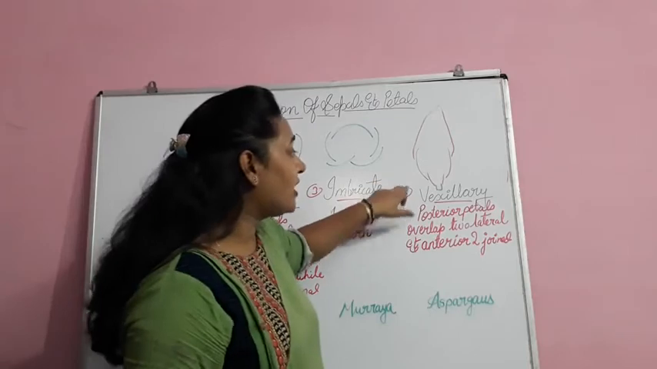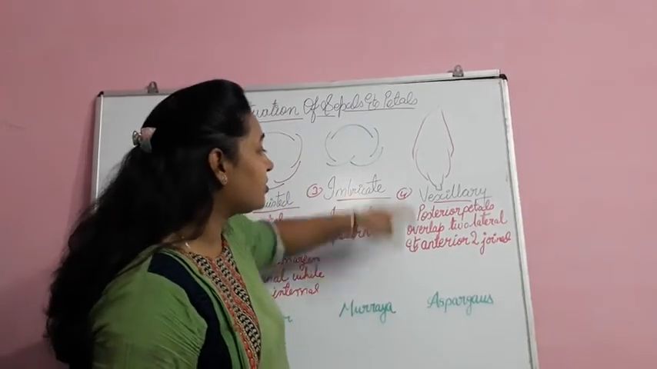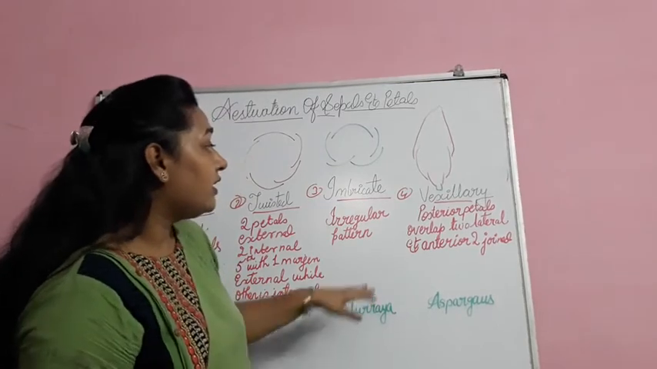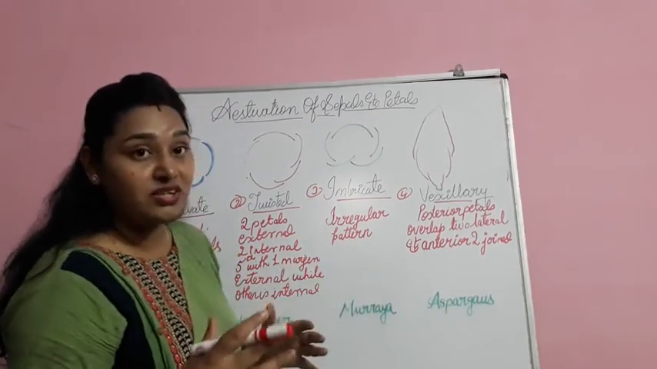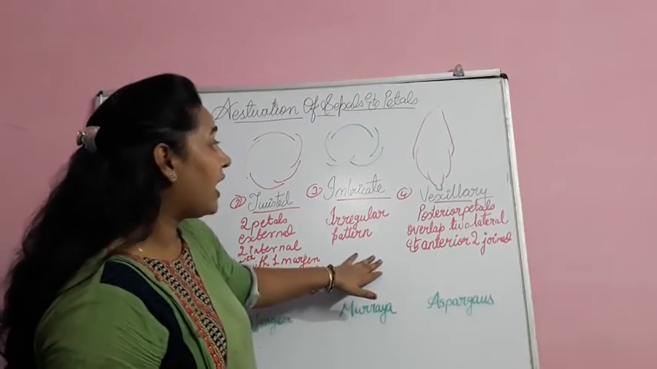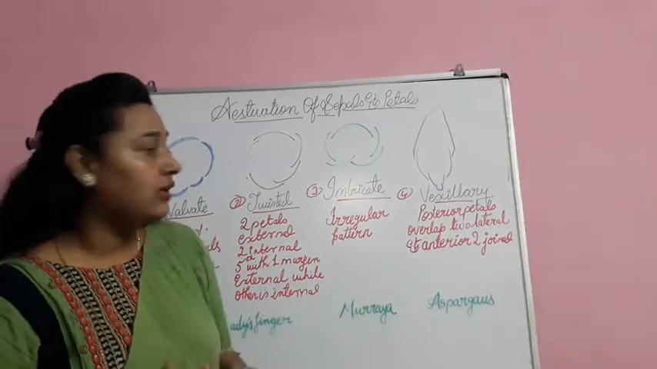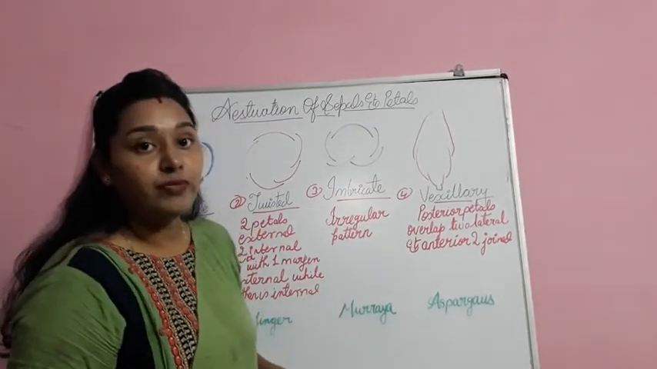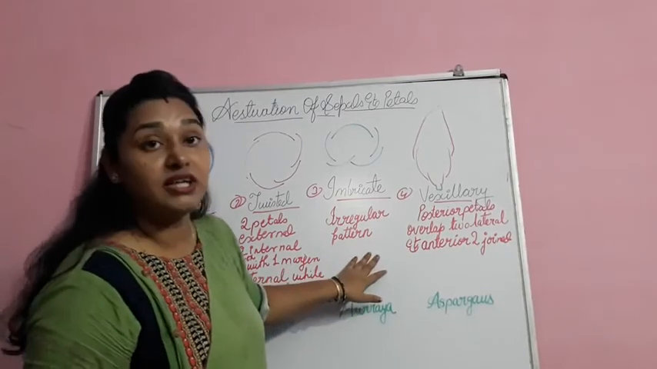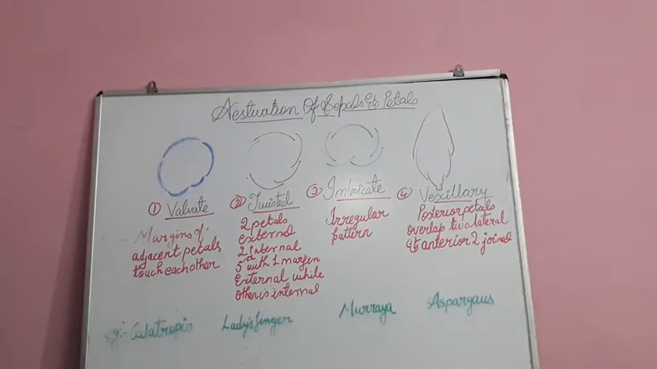Next, the fourth one is vexillary aestivation. Again, you will see they have the posterior petals. The petals at the posterior side are overlapping. Here you can see they are overlapping the two lateral and the anterior two which are joined over here. This kind of aestivation you can see in the pea. So these are the four different kinds of aestivations you can see in flowers.